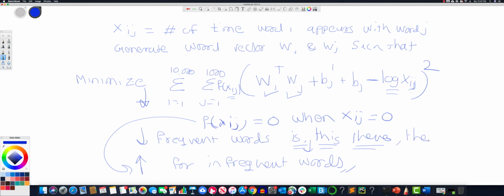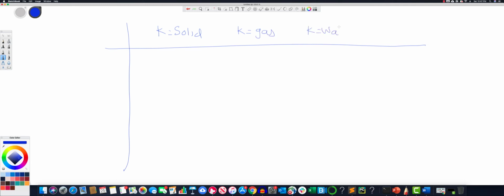Okay, this is another intuition. So this is our overall objective. Another intuition of global vectors is this. So let's consider a case where we will assume that we are using probabilities and not raw counts. So let's say you have words like solid, gas, water, and fashion, right?